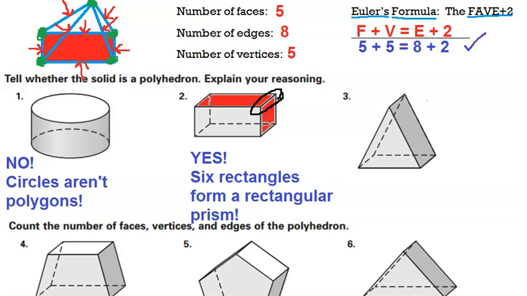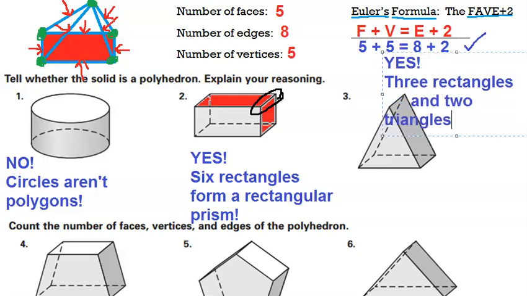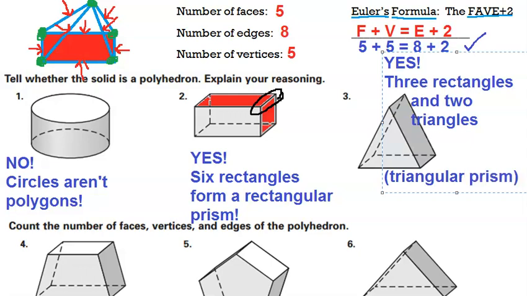All right, last but not least, it said explain your reasoning. If it seems like I'm rambling on here, I'm just trying to explain where I'm coming from. The third one also checks out. Now, if you look closely, you'll notice it's 3 rectangles, but it's also 2 triangles. So they are all polygon faces. If you're wondering, this would be a triangular prism. And that also counts as a polyhedron.